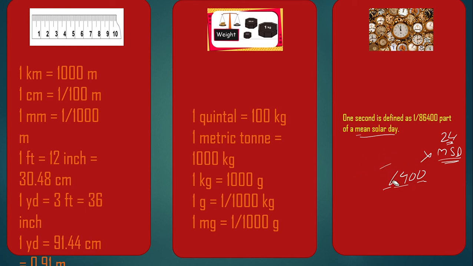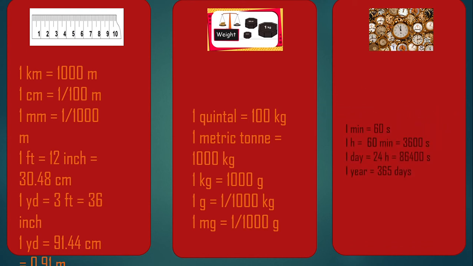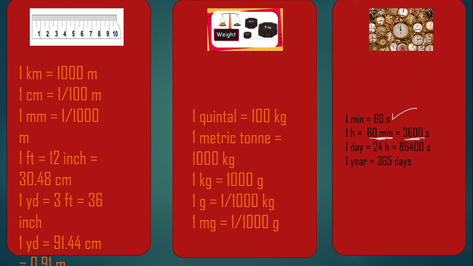Now let us see about these numbers also. Multiples and submultiples of seconds. So 1 minute is 60 seconds. 60 minutes is equal to 60 into 60 seconds, that is 3600 seconds. That is 1 hour. So in 1 hour, you have 3600 seconds.